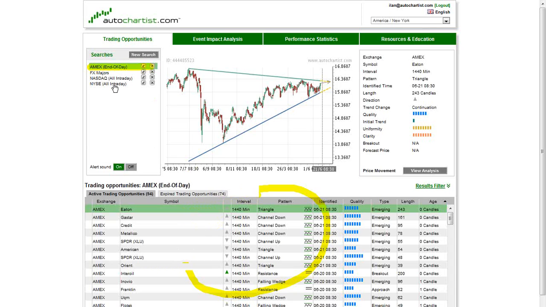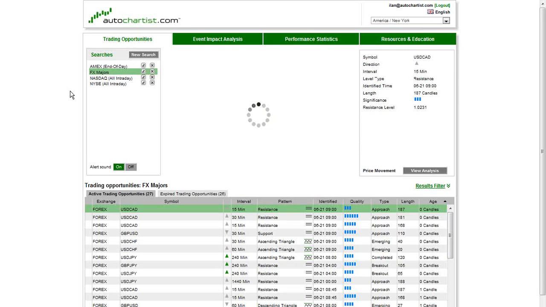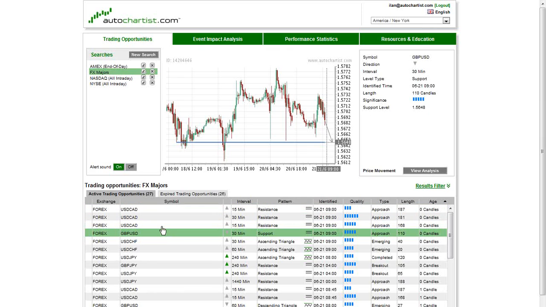Let me switch back to the previous opportunities search criteria that I had, which is called FX majors, which are all my major foreign currency cross rates and opportunities in the foreign currency market. Now let's have a look at some of the opportunities that are listed in the opportunities section. So while I wait for the screens to refresh, we'll have a look at some of these opportunities now.